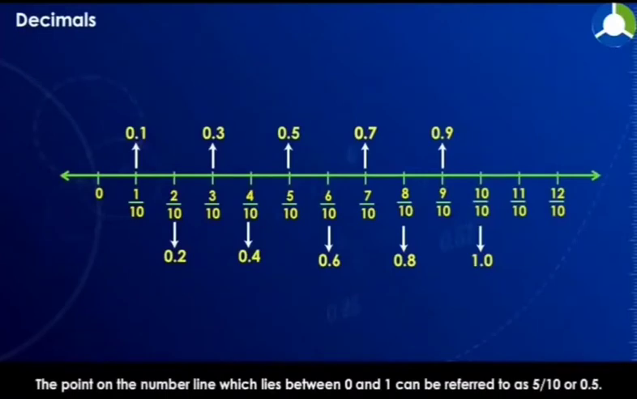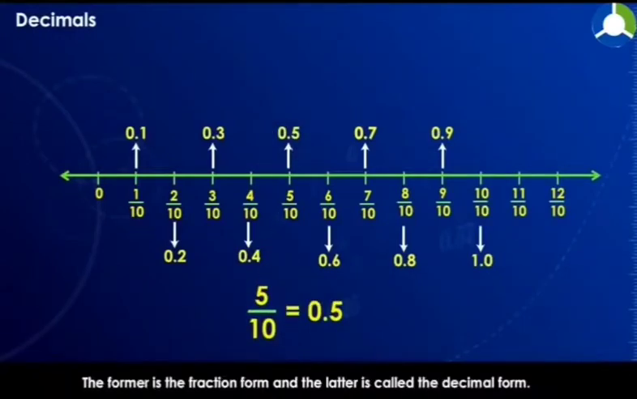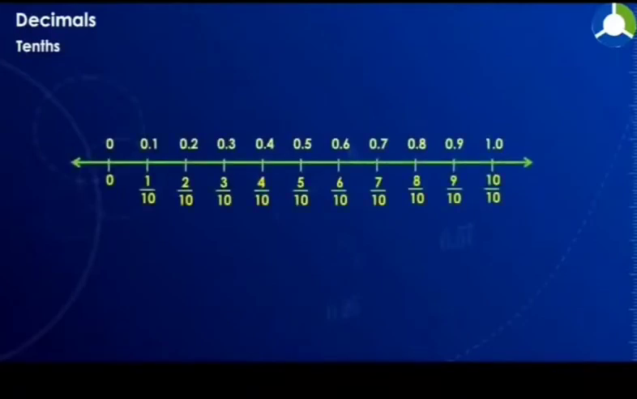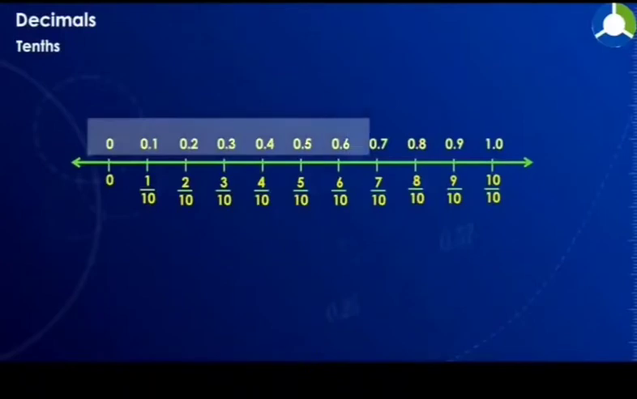1.0. Hence, the point on the number line which lies between 0 and 1 can be referred to as 5 by 10 or 0.5. The former is the fraction form and the latter is the decimal form. Tenths. Look at the diagram. We marked tenths like this. The decimal form of each fraction is written above the line.